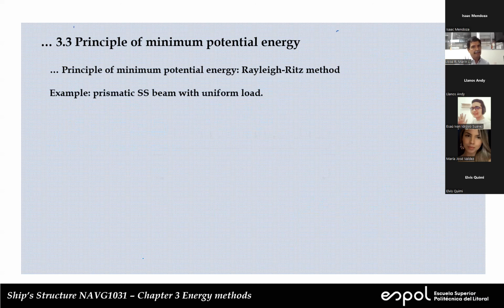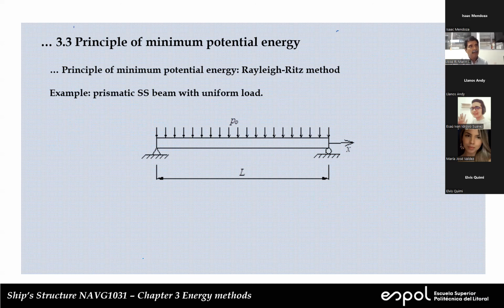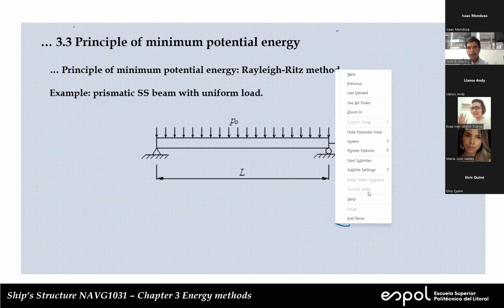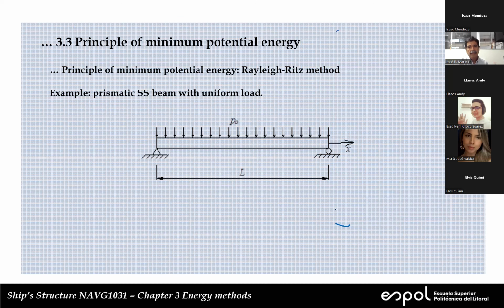So let's do an example. This is a very simple example that you have in your class notes. We're going to have this case: a simply supported beam with a uniform load over the whole length, pointing downwards. So that's easy.